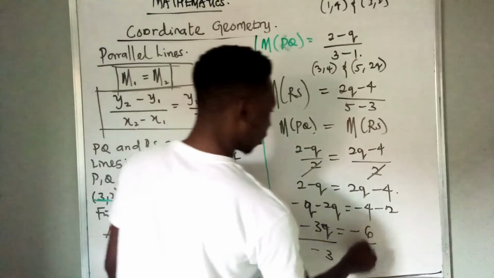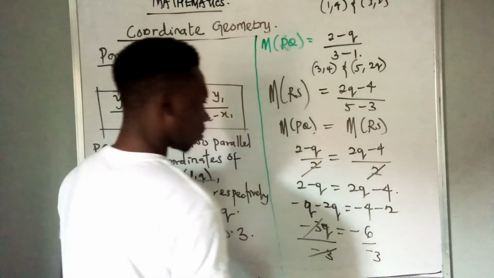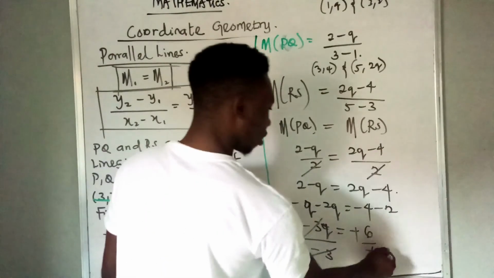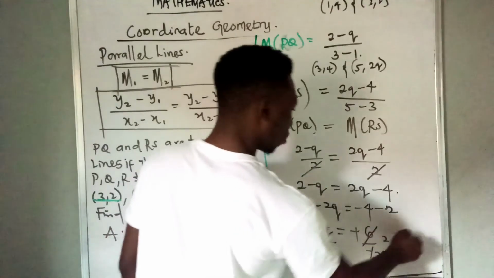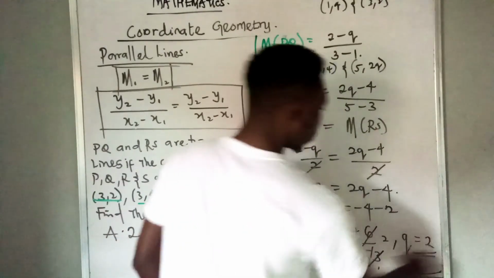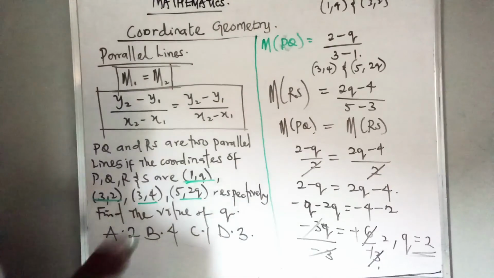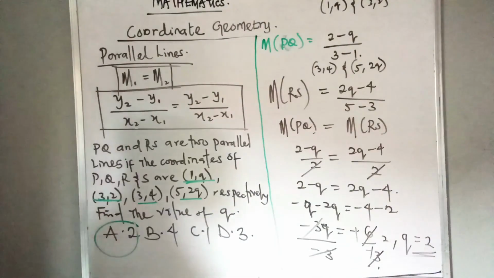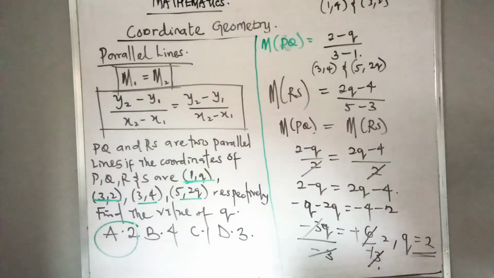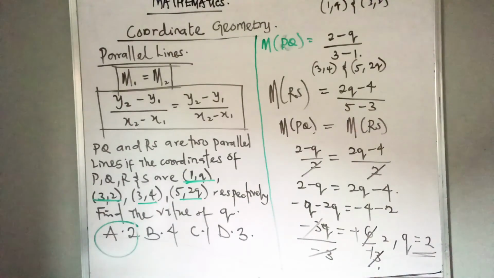So divide both sides by minus 3. So minus 3 cancels minus 3, your minus cancels your minus, 3 here 1, 3 here 2. So your q is equal to 2. I will have 2 here, and that is the final answer to this particular question.